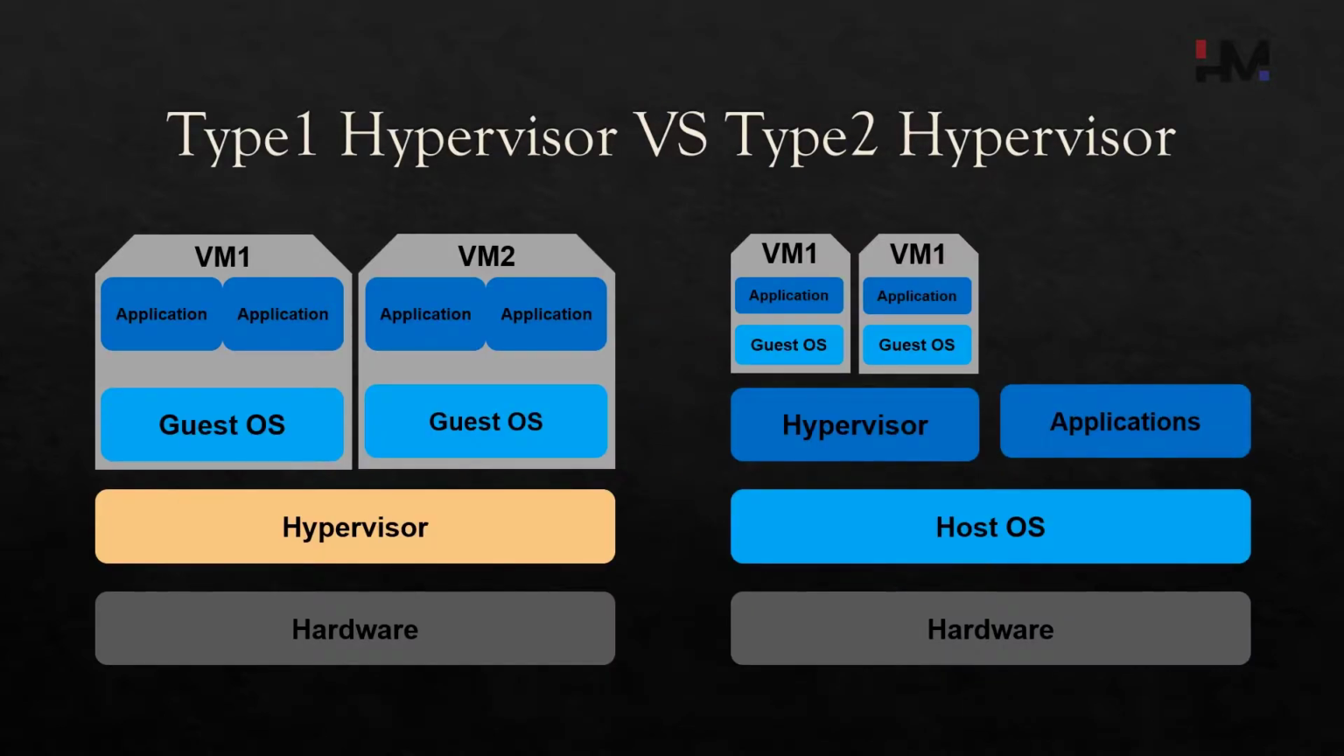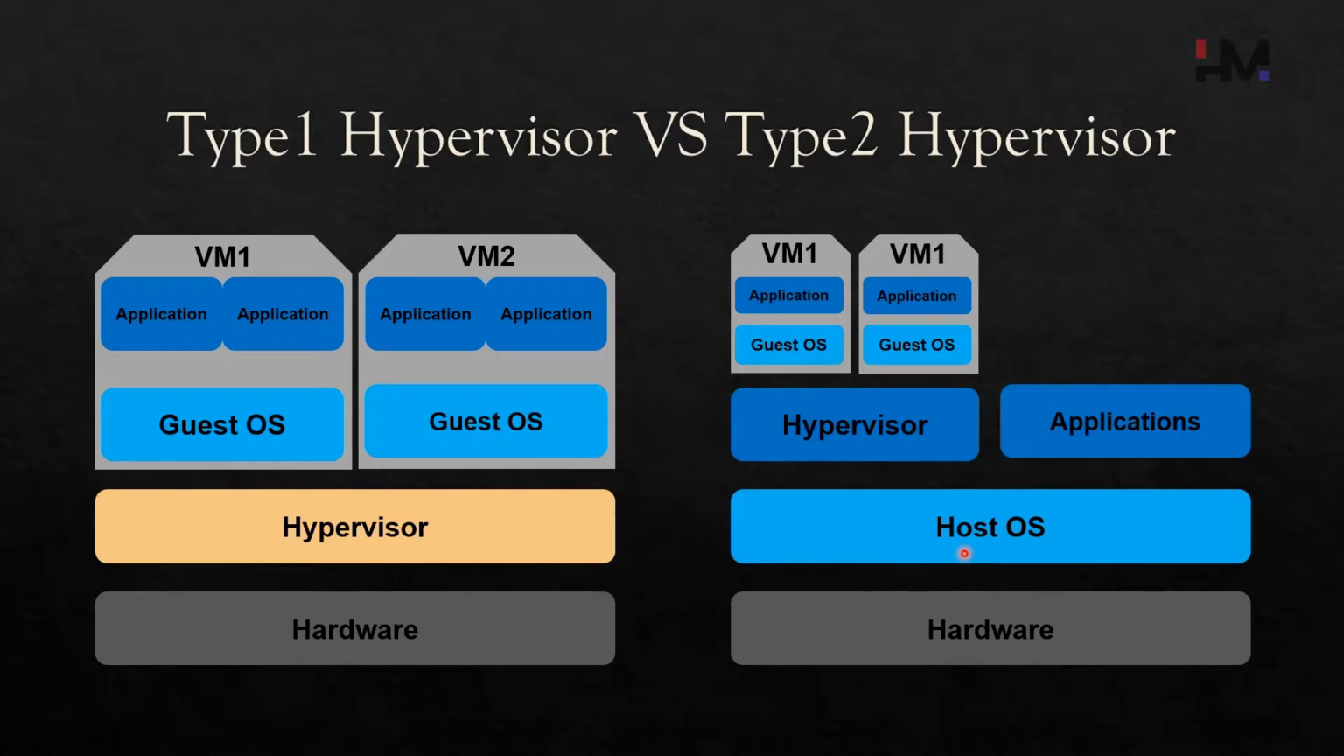Here, type 1 hypervisor versus type 2 hypervisor. If you can see, type 1 hypervisor is like we have a hardware and on that hardware we have a hypervisor installed, and on that hypervisor we have virtual machine 1 and virtual machine 2. Each virtual machine has its own operating system. It might be a Windows or a Linux or anything. So basically type 1 hypervisors are virtual machines we use mostly for the servers.